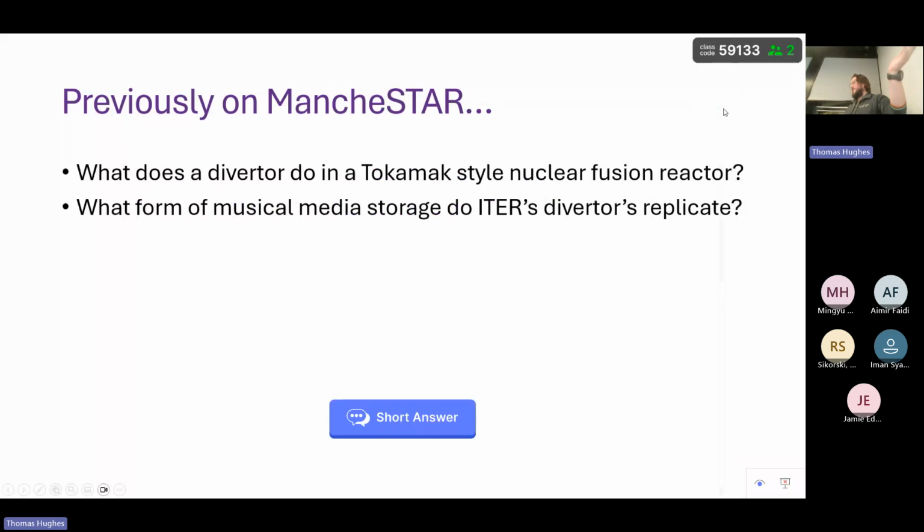So what does a divertor do in a tokamak? Anyone remember? No? Yes? Go on. Remove the air. Correct. Yep. Removes the impurities in the plasma.